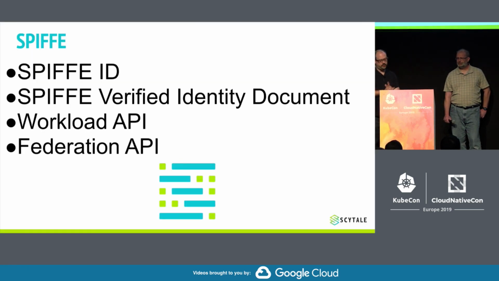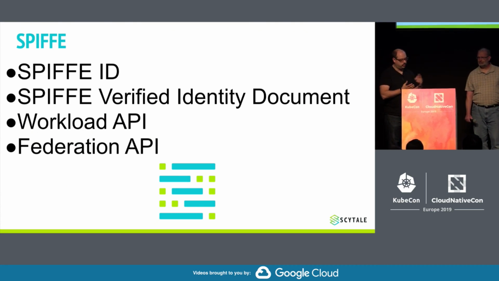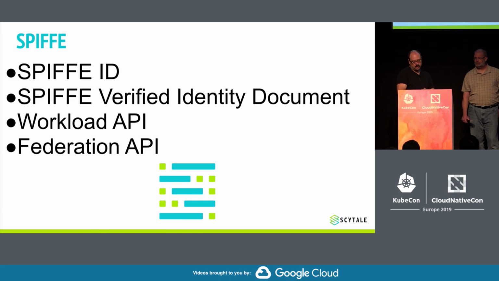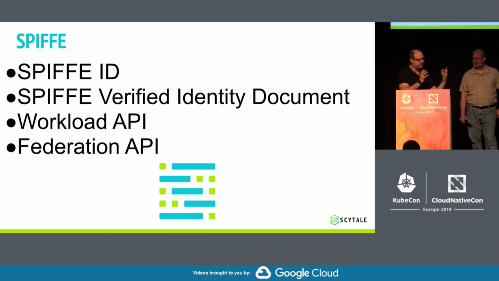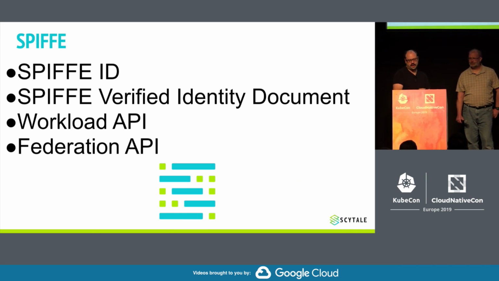SPIFFE is made up of 4 different specs, and we'll talk about each of those. The first is the SPIFFE ID, which is how we identify the workload. There's also a document that we serve to that workload, and we expose this through a workload API to deliver that document. And then the last thing that we've been working on is a Federation API.